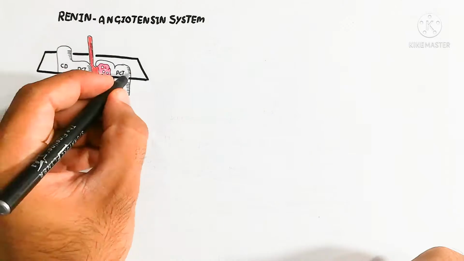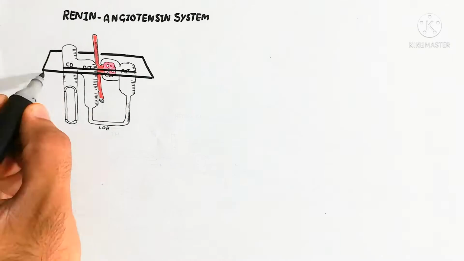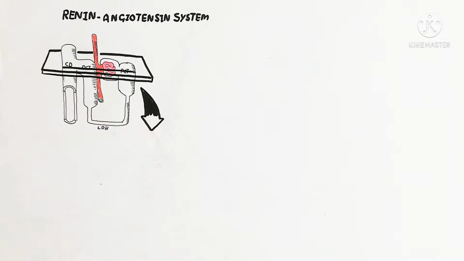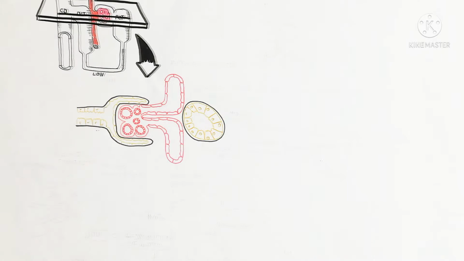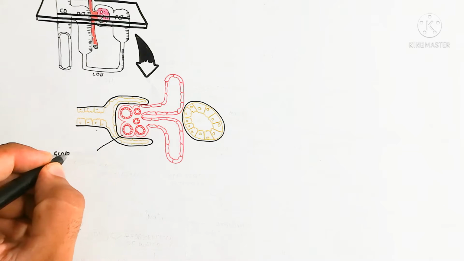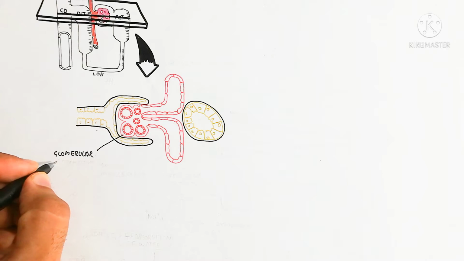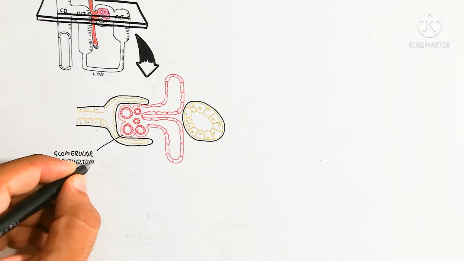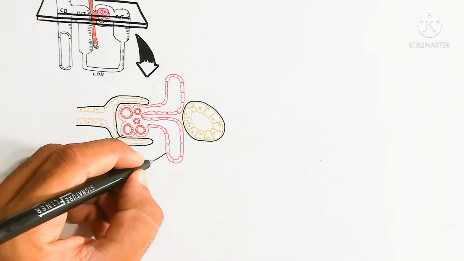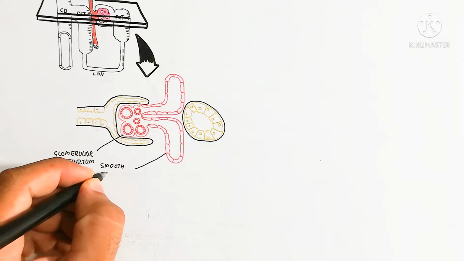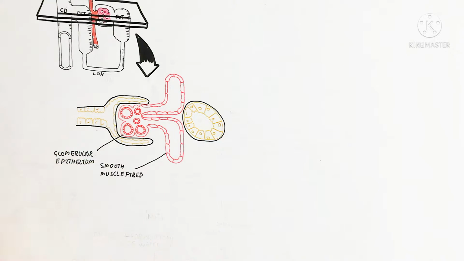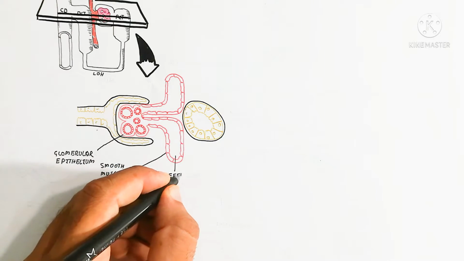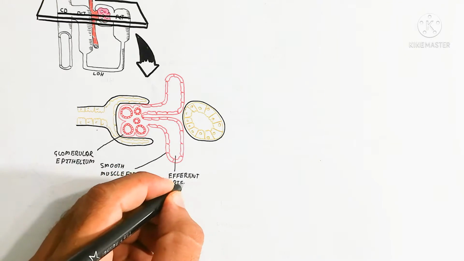So here is the nephron. Basically it contains a proximal convoluted tubule, distal convoluted tubule, collecting duct and loop of Henle. That is the cross section of the nephron shown in the figure. Here is the glomerular epithelial cell and the glomerulus, while here is the efferent arteriole, and above is the afferent arteriole.